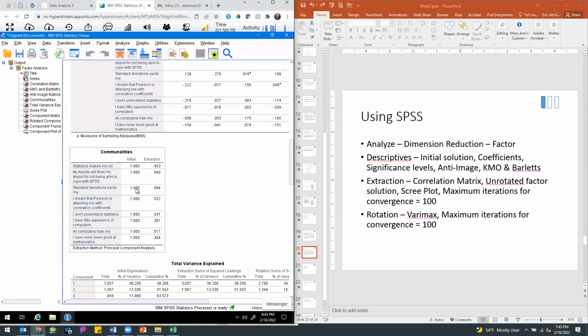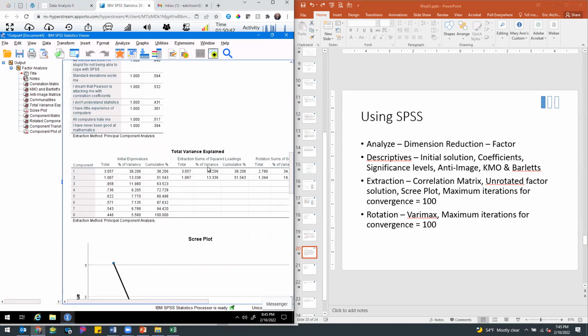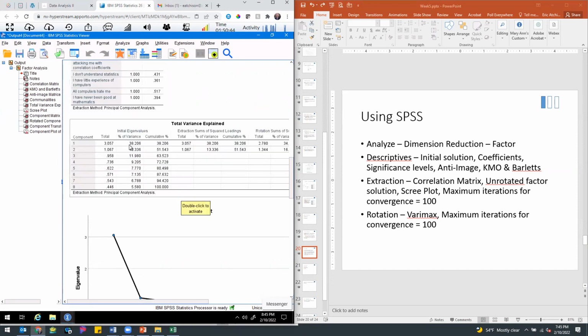So here's just the initial one. It makes the assumption that everything is related, but when we extract, we find that it's not, right? So that's not the most important thing to look at. This is where we come out to our total variance explained. You've already seen this, and you know how we got it.